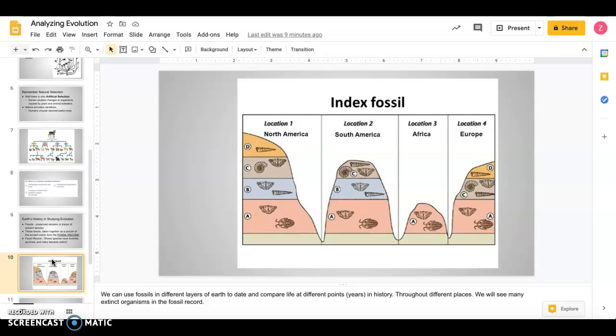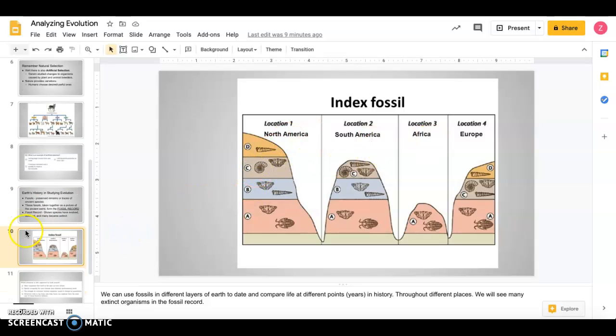We can use fossils in different layers of Earth to compare life at different points in history throughout different places. Like I said, you'll see many extinct organisms, and you'll see many commonalities and differences across the continents.